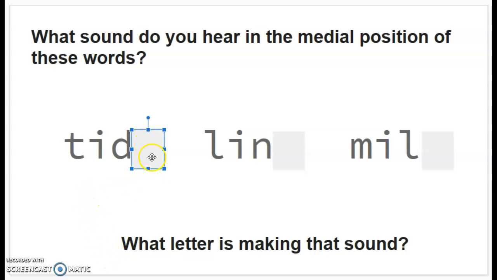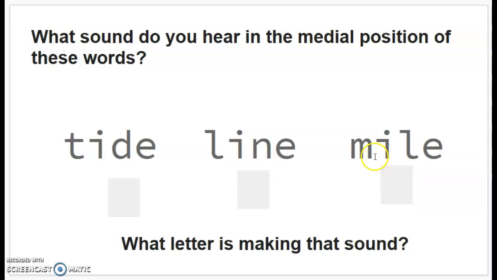These I's make the short I sound. If we have a sneaky E though, it changes tid to tide. Our sneaky E makes our I say its name, long I, instead of short I. And sneaky E does not make a sound. Lin, add our sneaky E, we get line. Mile.